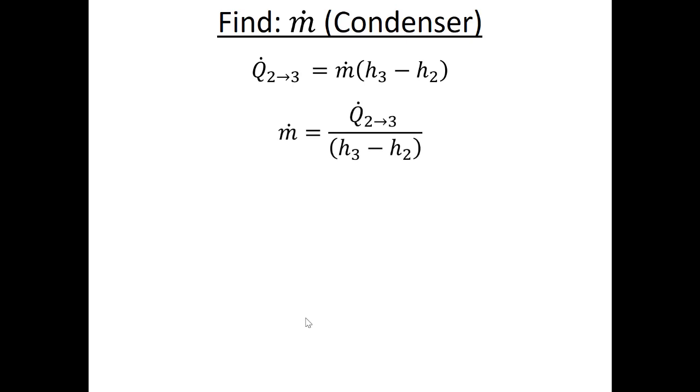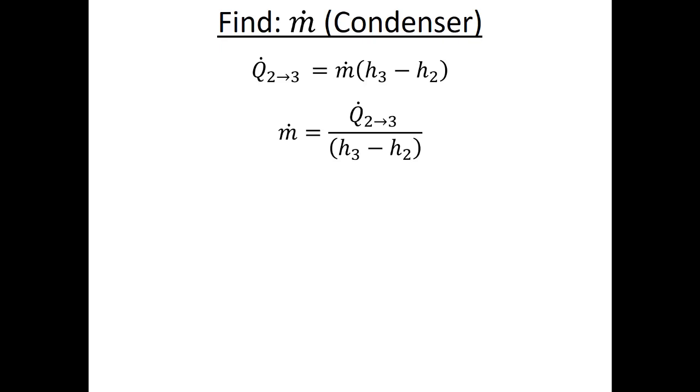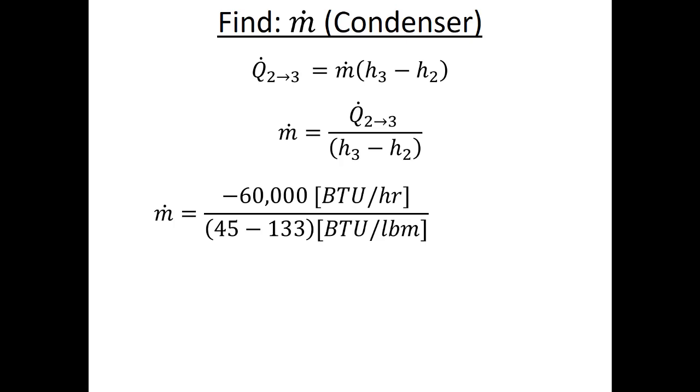So if I want m dot, which is one of the things that the problem asks me for, I look for the component where I know the heat transfer rate. In this case, that was the condenser. Remember, the problem told me what the heat transfer rate was. So now I can get an expression for the mass flow rate: m dot is Q dot divided by h3 minus h2. Here, I put numbers in, and now remember, I gotta watch the units. Here, I have a mass flow rate of negative 60,000 BTU per hour divided by 45 minus 133 BTU per pound mass. So the good thing here is that I'm going to get a positive mass flow rate.